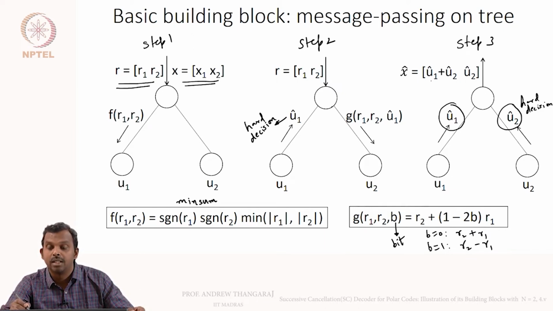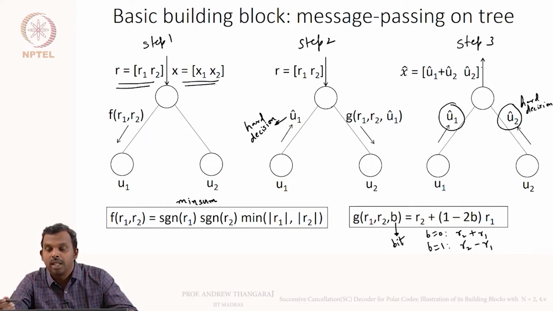Okay, what will it decide? u1 hat plus u2 hat, u2 hat. This is the estimated code word which goes up from the root node. I want to point out a couple of things here. My message is u1 hat and u2 hat. I really don't need the code word, right? Message is u1 hat and u2 hat. Once I find u1 hat and u2 hat, I am done. I really maybe don't need this.